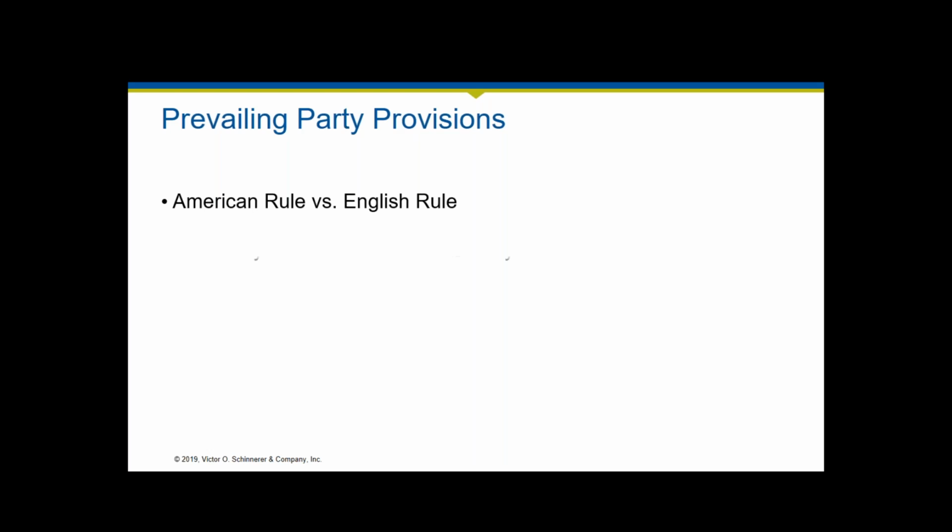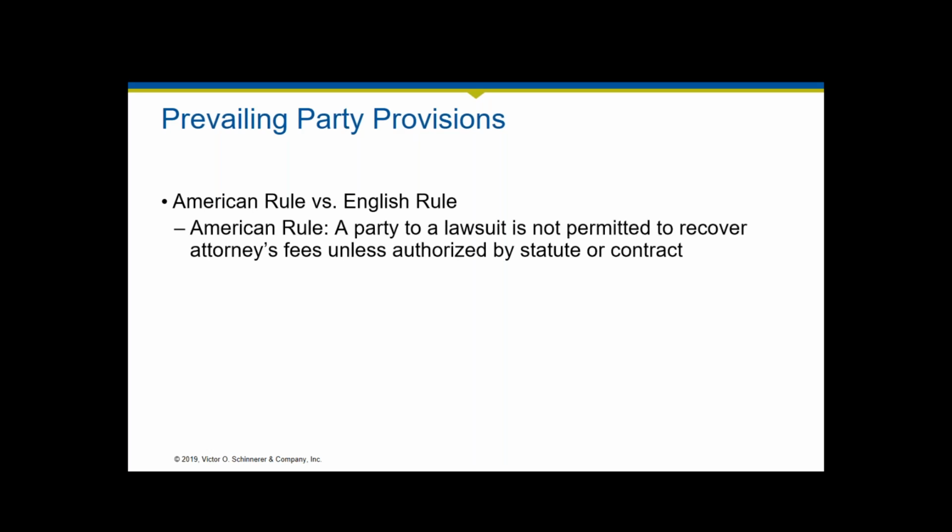And so there's such a thing in the U.S. called the American Rule, which says that if you're a party to a lawsuit, you are not able to recover your attorney fees unless it is authorized by statute, and we'll talk about that, or contract. So in the U.S. system, if you are suing somebody, even if you prevail, you are responsible for paying your own attorney fees, unless there's a statute that you can point to that says, yes, you can recover attorney fees, or there's a contractual provision that says attorney fees are recoverable.